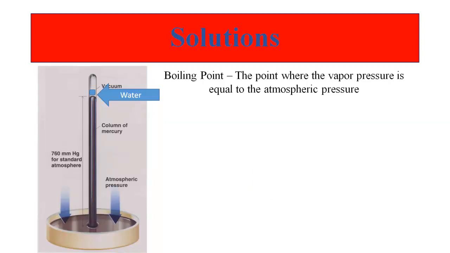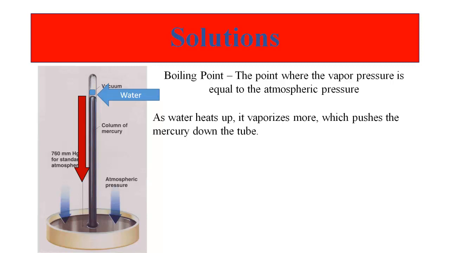The second type of colligative property is boiling point. Imagine I put some water on top of that Torricelli barometer. Now that water will turn into vapor a little bit at a time, and when it does, it'll push that mercury down because the vapor pressure will push the mercury down the tube. Now if I heat up that water, it vaporizes more, which pushes the mercury down even further into the tube.